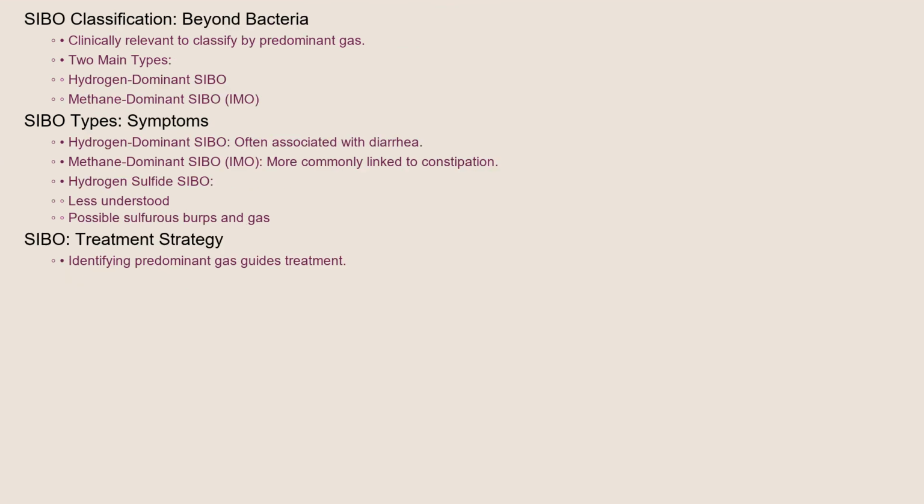While SIBO is generally classified by the causative bacteria, it's more clinically relevant to consider the predominant gas produced by the bacteria. This leads to two main types: hydrogen-dominant SIBO, and methane-dominant SIBO, sometimes referred to as intestinal methanogen overgrowth, or IMO. Hydrogen-dominant SIBO is often associated with diarrhea, while methane-dominant SIBO is more commonly linked to constipation. A third type, hydrogen sulfide SIBO, is less well understood but may be associated with symptoms like sulfurous burps and gas. Identifying the predominant gas can help guide treatment strategies.